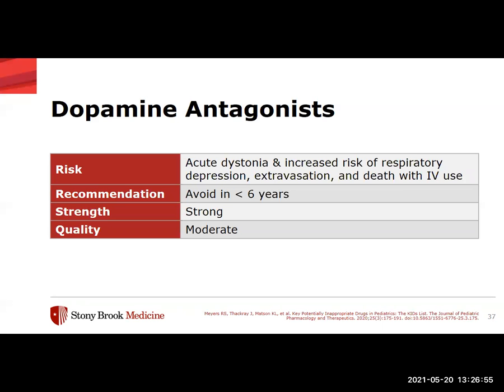So next we will be talking about the dopamine antagonists first as a class and then as individual medications. The dopamine antagonists are typically used for nausea and vomiting. However, this class should be avoided in those less than 6 years old due to the risk of acute dystonia and increased risk of respiratory depression, extravasation, and death.